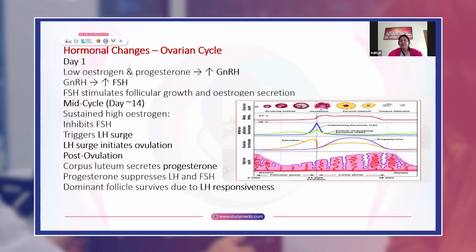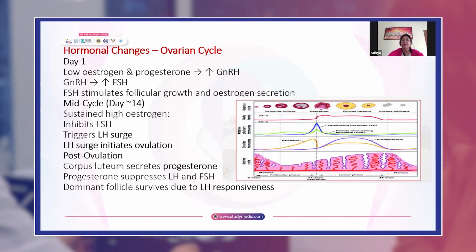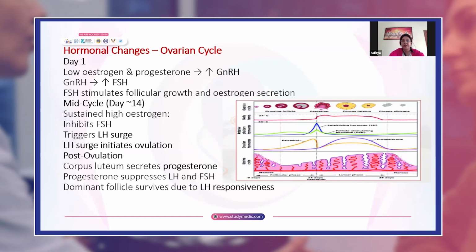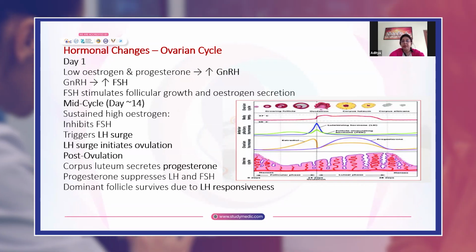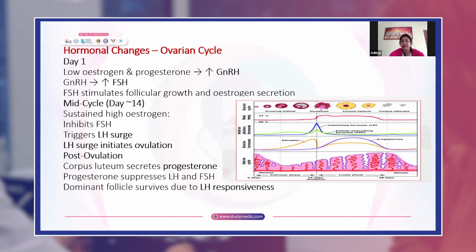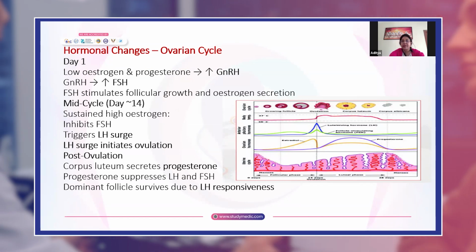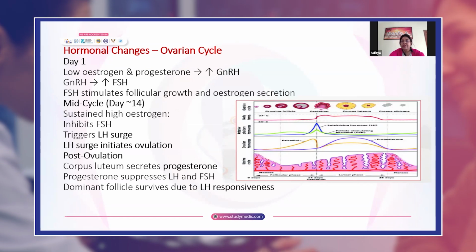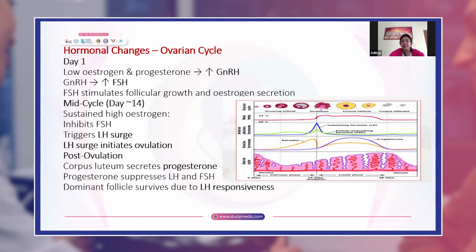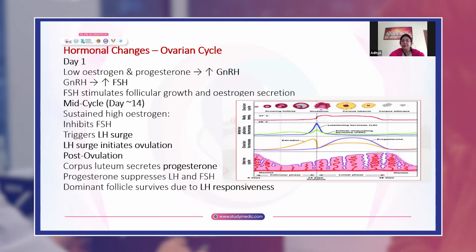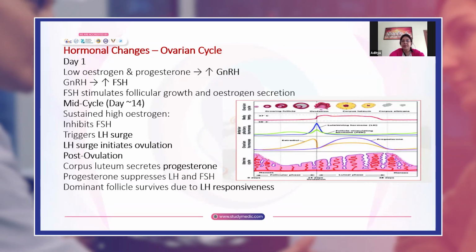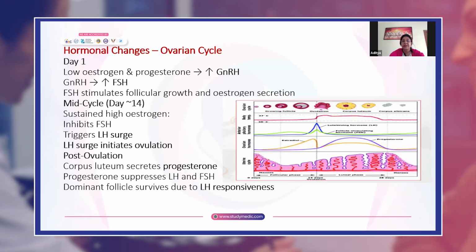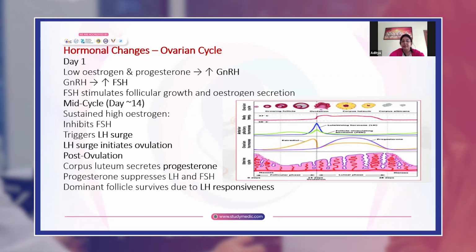SPA may be based on this slide, so you can just go through it, because they might ask which changes occur during the ovarian cycle. On day one, as we have seen, there is low estrogen and progesterone, which causes the pulsatile release of GnRH. This GnRH increases the follicle stimulating hormone. This FSH stimulates follicular growth and estrogen secretion. At mid-cycle, day 14, there is a sustained high estrogen, which inhibits the FSH and triggers the LH surge. This LH surge initiates ovulation.